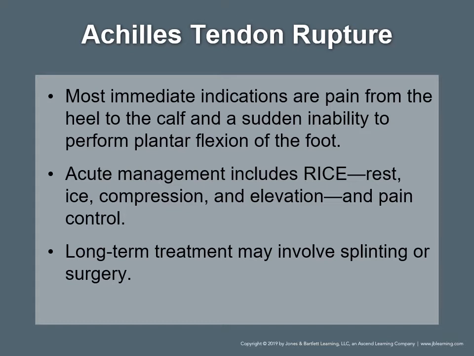Achilles tendon rupture. A rupture of the Achilles tendon usually occurs in athletes older than 30 years involved in start and stop sports. The most immediate indications are pain from the heel to the calf and a sudden inability to perform plantar flexion of the foot. Acute management includes RICE, which is rest, ice, compression and elevation, and pain control. Long-term treatment may involve splinting or surgery.